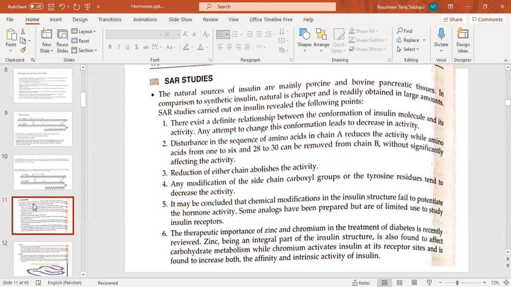The natural sources of insulin are mainly porcine and bovine pancreatic tissues. In comparison to synthetic insulin, natural is cheaper and is readily obtained in large amounts. SAR studies carried out on insulin reveal the following points. Number one, there exists a definite relationship between the conformation of insulin molecule and its activity.